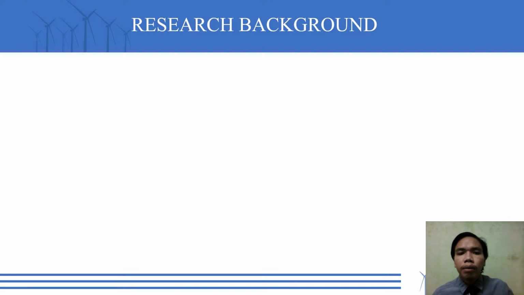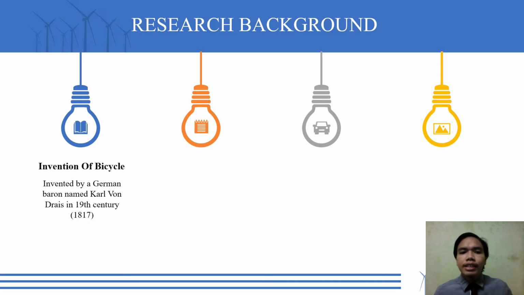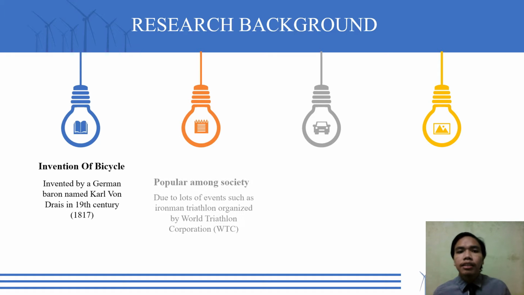Next, I will talk about my research background for this project. First is the invention of the bicycle. The bicycle was first invented in the 19th century by a German baron named Karl von Drais in 1870. Because of the dynamic mechanism system that a bicycle has, engineers and mathematicians keep doing research on bicycles.